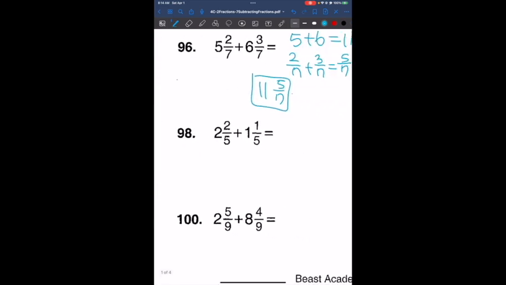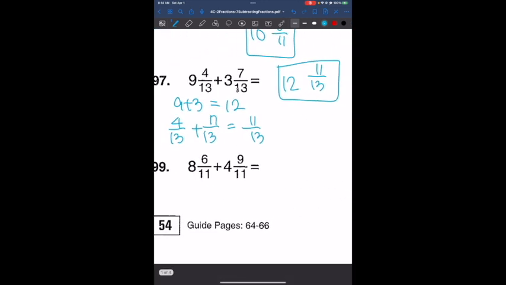Now for problem 98, again, we're going to add the whole numbers together. Then we're going to add the fractions together. And so that's going to be 3/5. So we get 3 and 3/5.